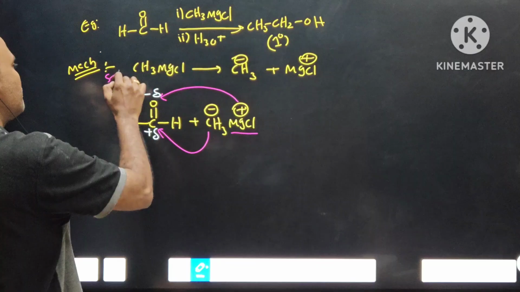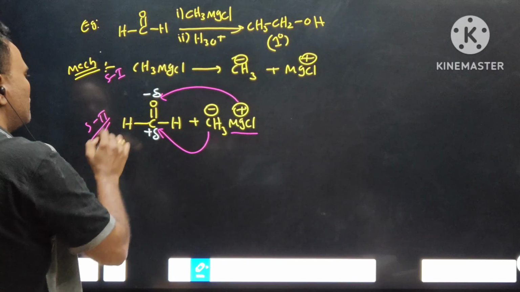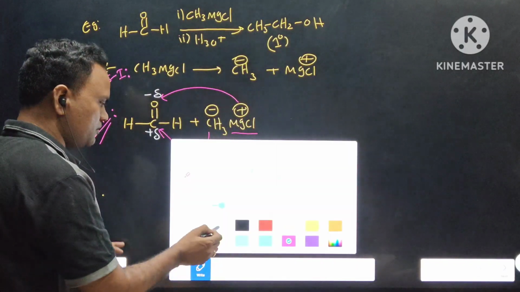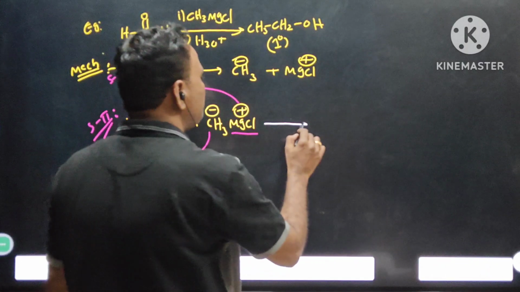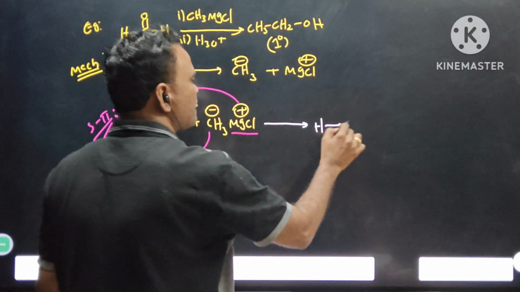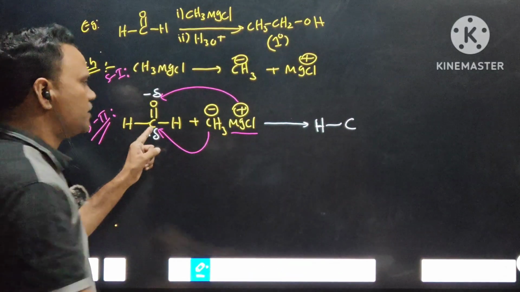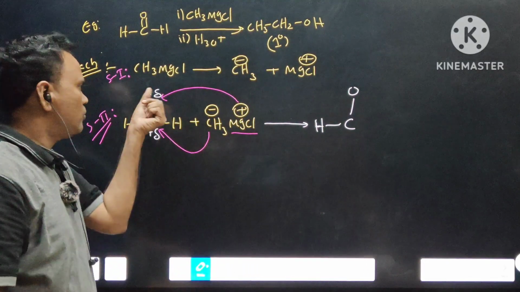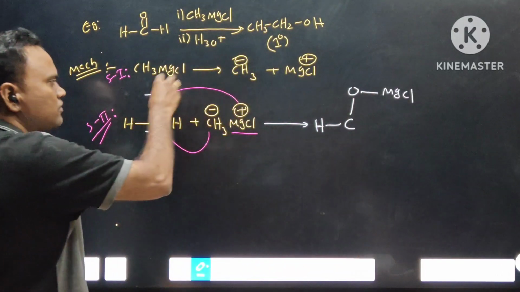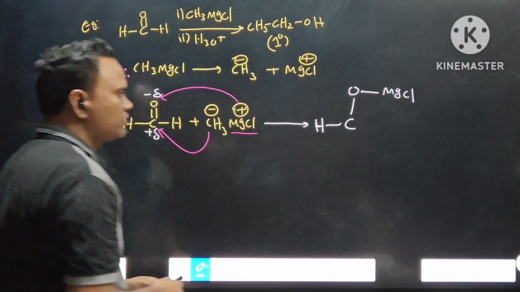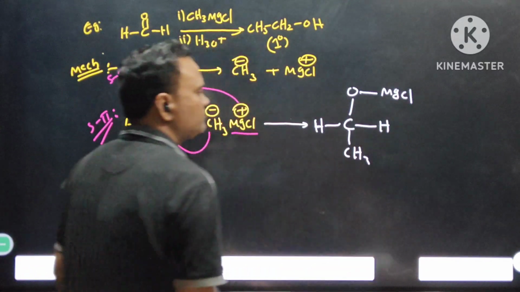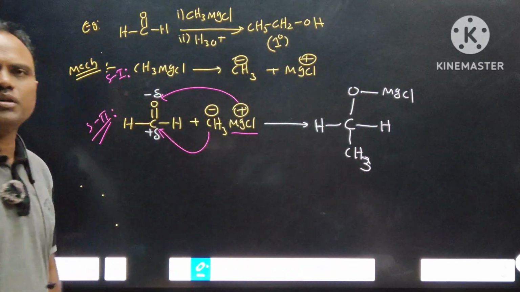Let us consider it as step 1, and this as step 2. Later you need not write step 1, step 2. In the initial stages you have to write stepwise. Look at this. HC, here O, O MgCl, and this CH3, here H, okay.